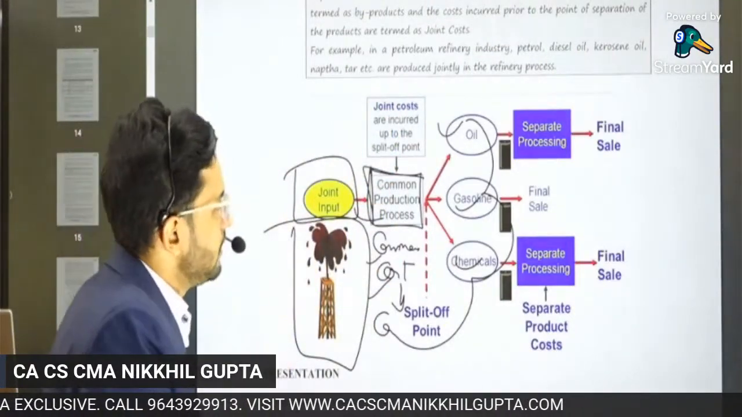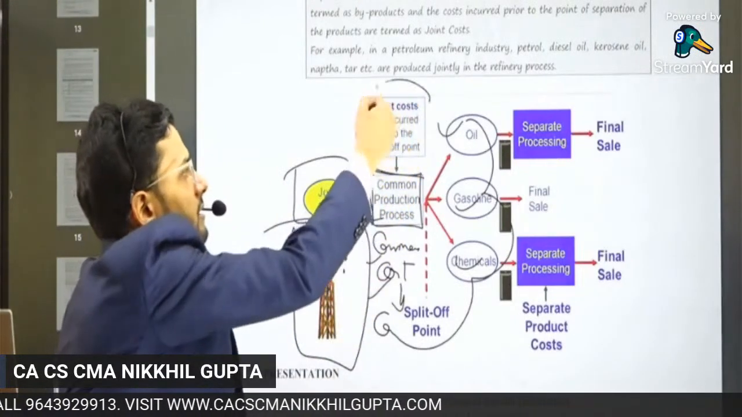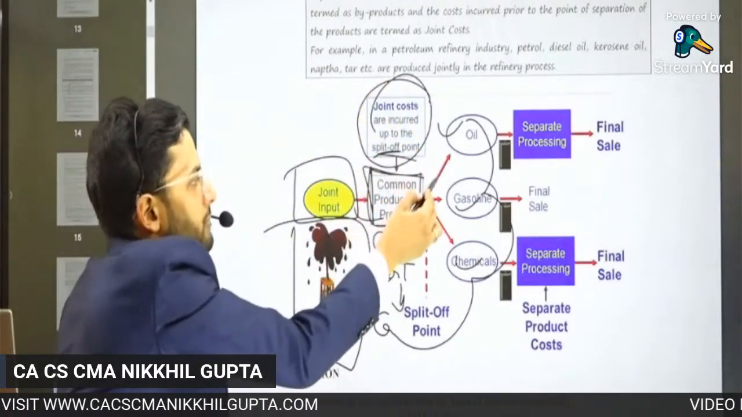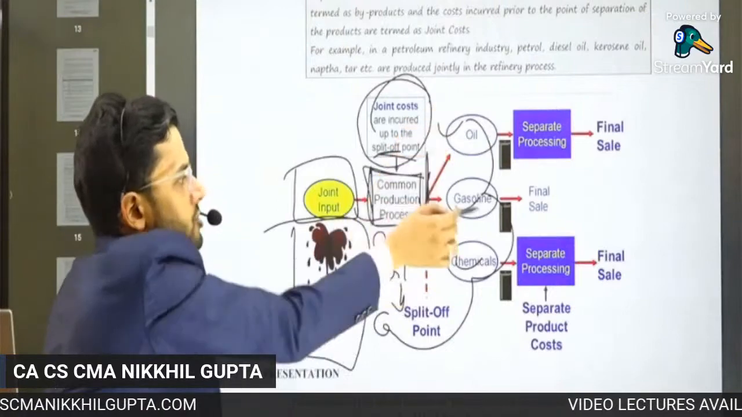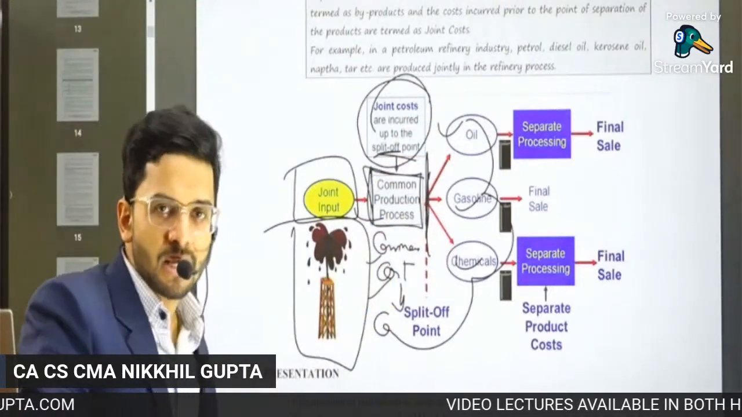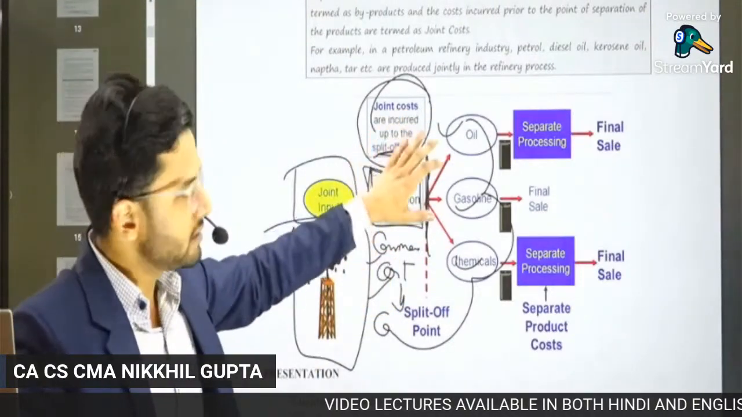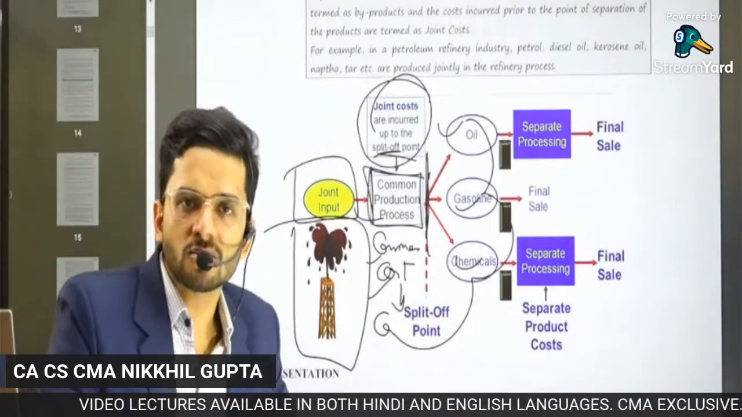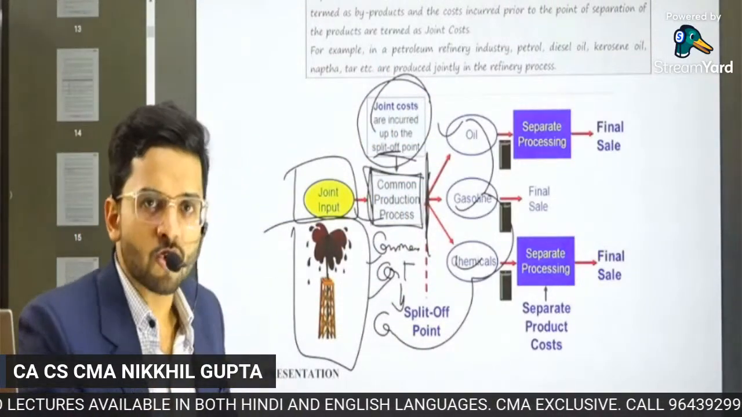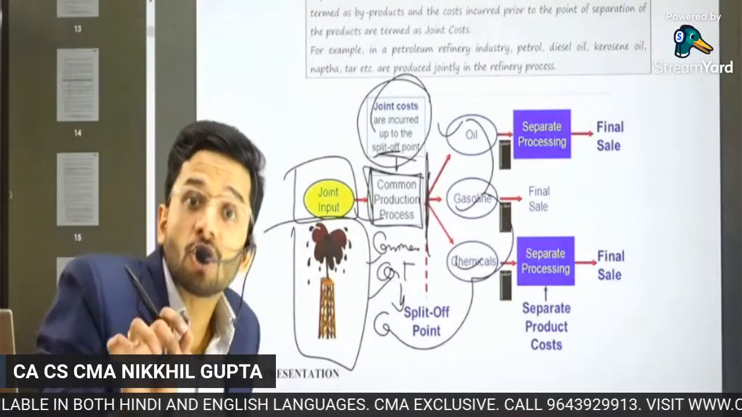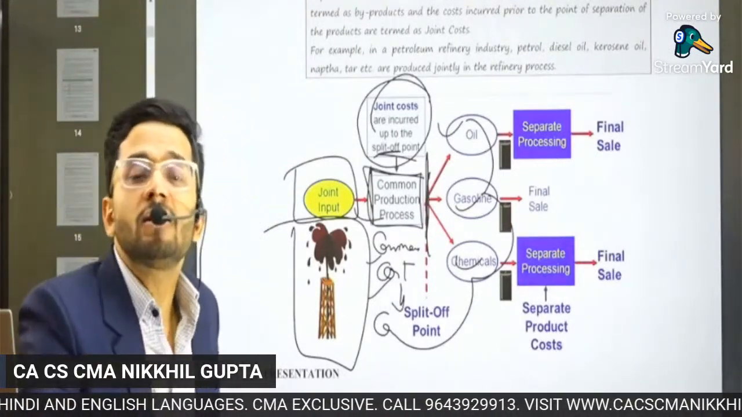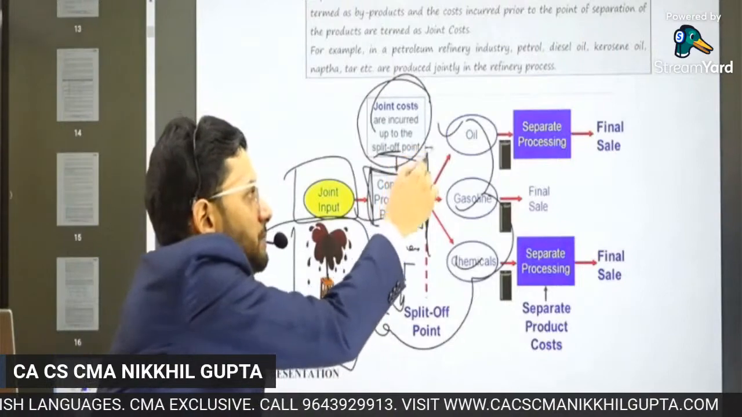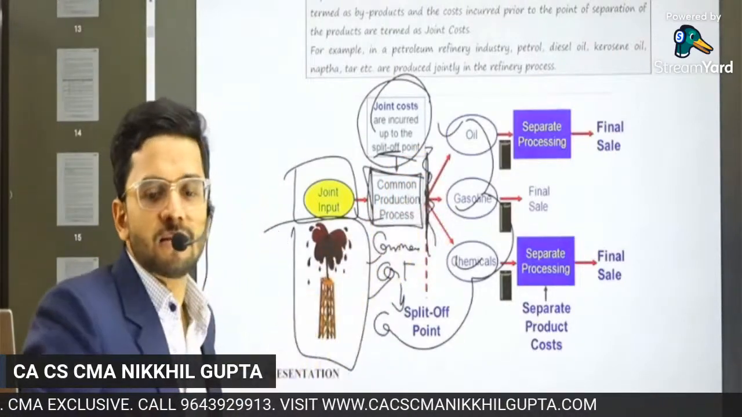They say that the joint cost incurred up to the split off point, which means the point where the 3 products are being split separately, should be allocated to the 3 joint products in the proportion of their price at the split off point. So at this split off point, whatever is their price, according to that price.